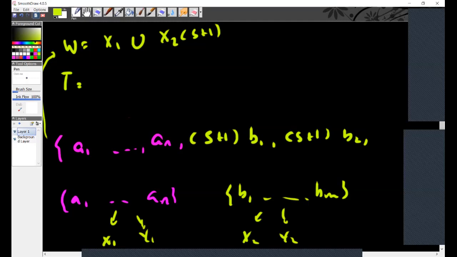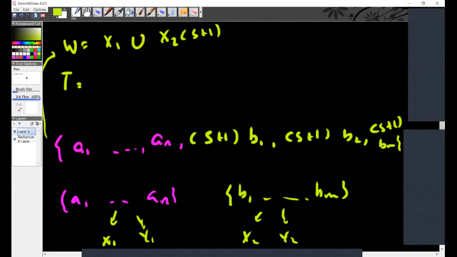B1, B2, B until s plus 1 bn. There we go. Right? So if x2 as a set took items from b1 to bm, you need to take the same items, but you have to multiply by s plus 1. That's what's in this set here, right? So okay, good. So w takes items from the set that we constructed.